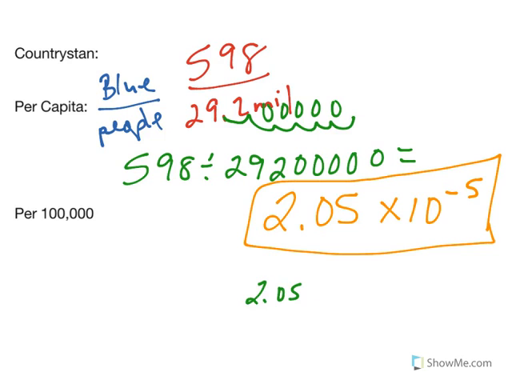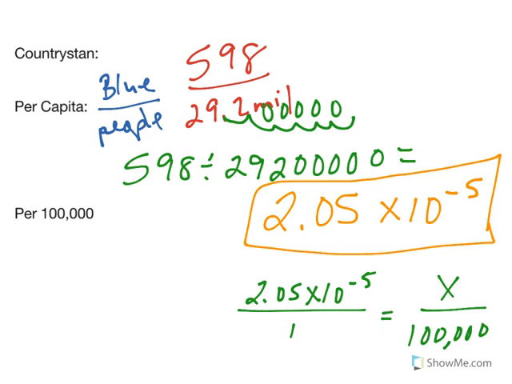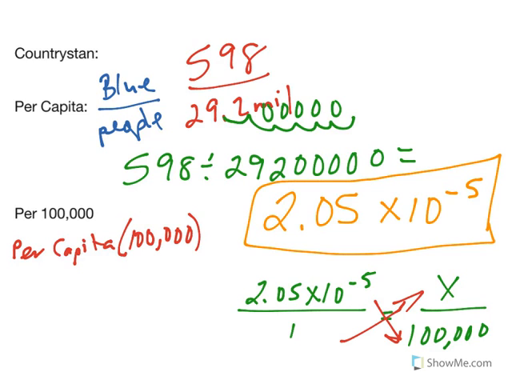So right now we have 2.05 times 10 to the negative 5th out of 1. So 2.05 times 10 to the negative 5th over 1. And we want to say, how many would that be out of 100,000? This is the concept, right? If you would cross multiply, you would get 1x, which is just x, equals 2.05 times 10 to the negative 5th times 100,000. So essentially, you're going to take the per capita and multiply by 100,000, and that will turn it into per 100,000.